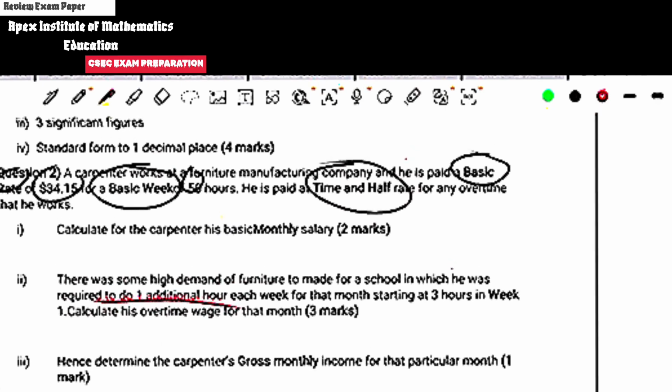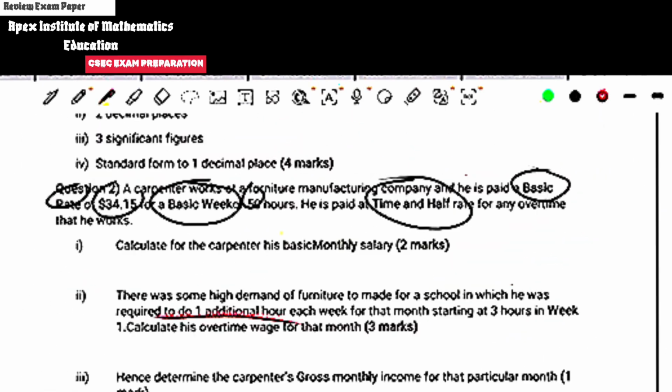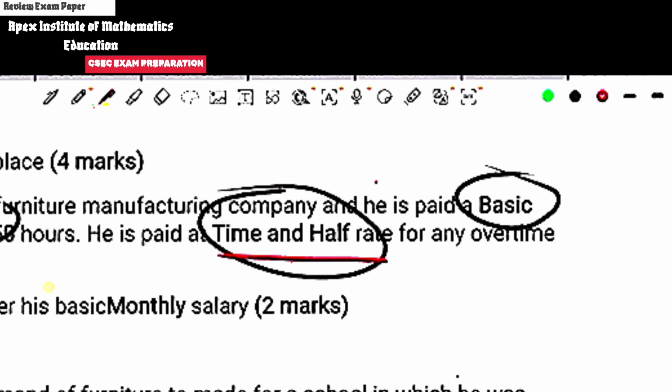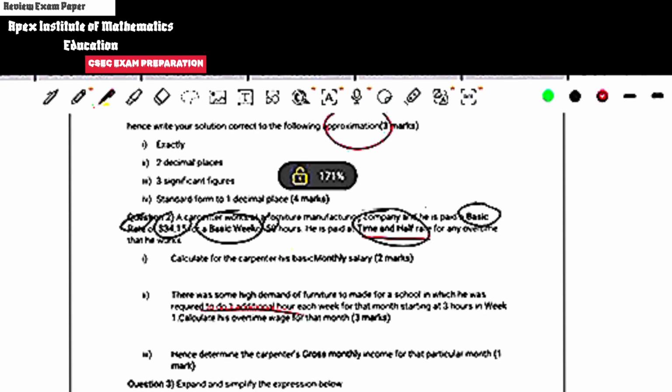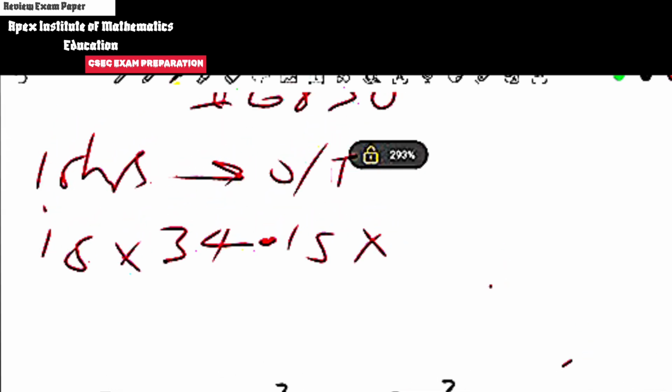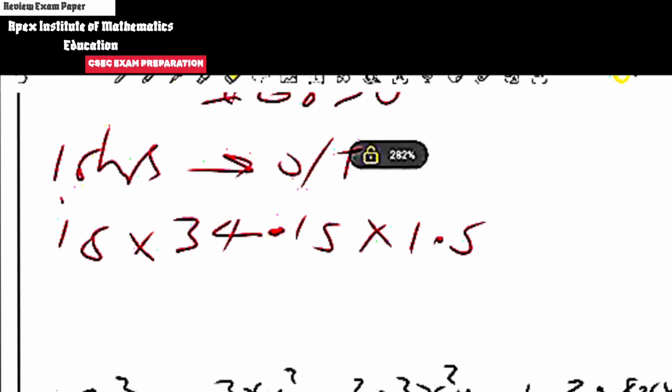Now earlier, there was an indication in one of the questions, and here we have it, that he's paid at time and a half for any overtime that he works. So for any overtime that he works here, he's going to be paid at time and a half. So that's going to be 1.5. In fact, I saw a few students writing down 0.5. That was quite interesting as well. But nevertheless here, it is time and a half, so that's 1.5.